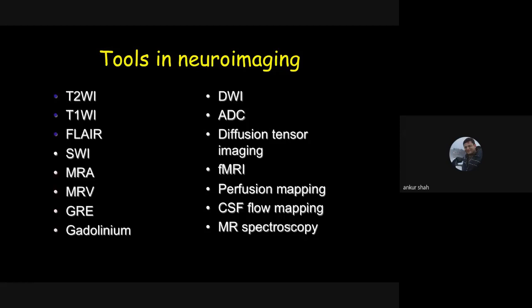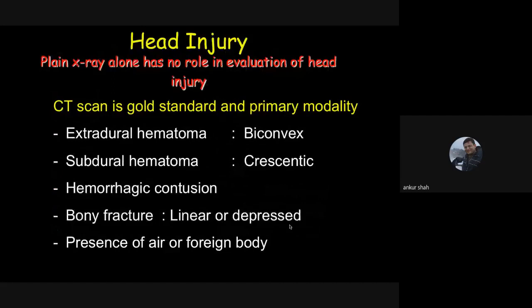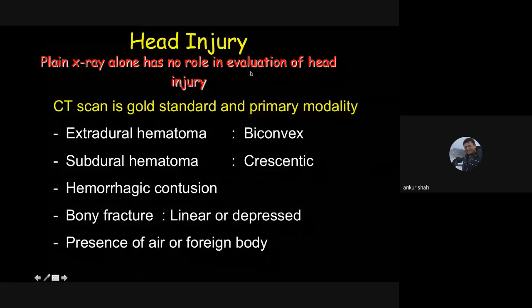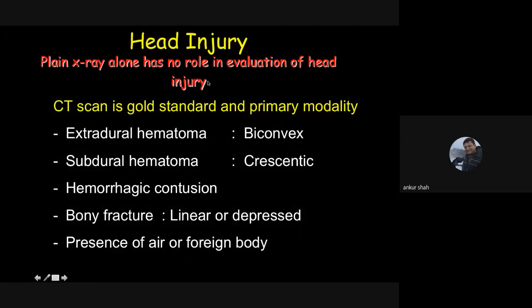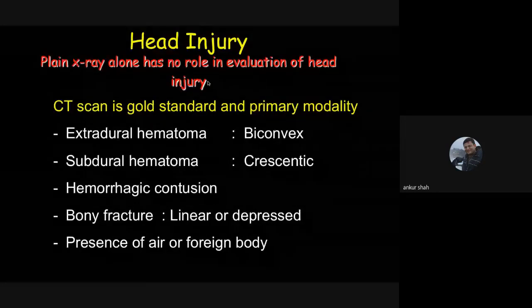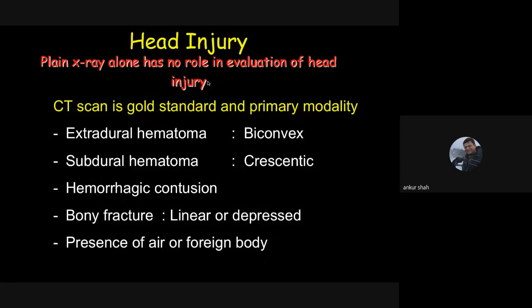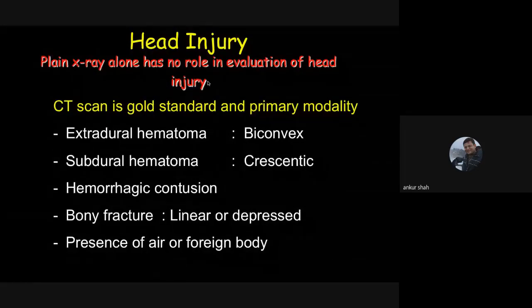So it is important to know the indication for which the MRI is being done so that we can plan the sequences. So for the head injury, please remember, plain X-ray alone has no role in the evaluation of head injury. So don't ever send a patient with head injury for an X-ray of skull, because it is completely useless. Even if you see a fracture on X-ray skull, it does not suggest anything. The patient's brain may be absolutely normal, or there may not be any fracture and there could be still large parenchymal contusions or subdural hemorrhage, which are life-threatening. So X-ray, whether it shows fracture or not, it does not make any difference to the patient's management. So there is no role of plain X-ray alone.